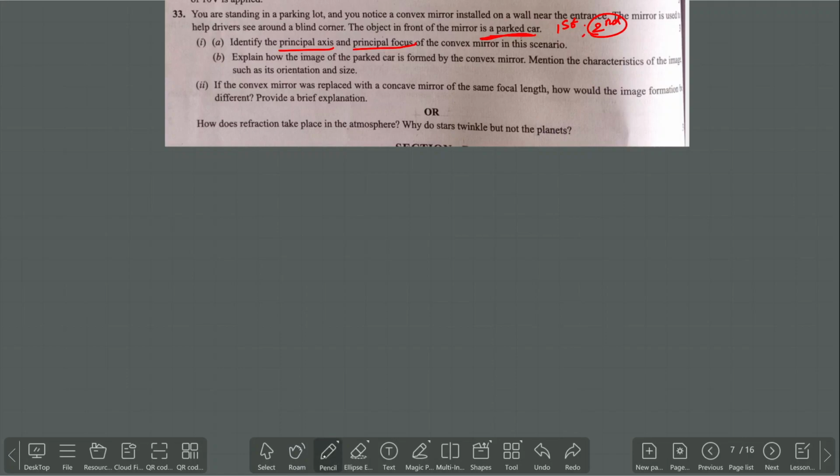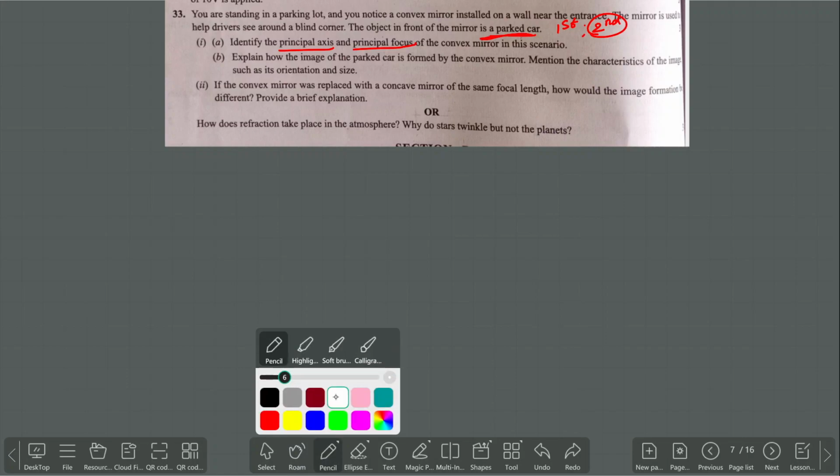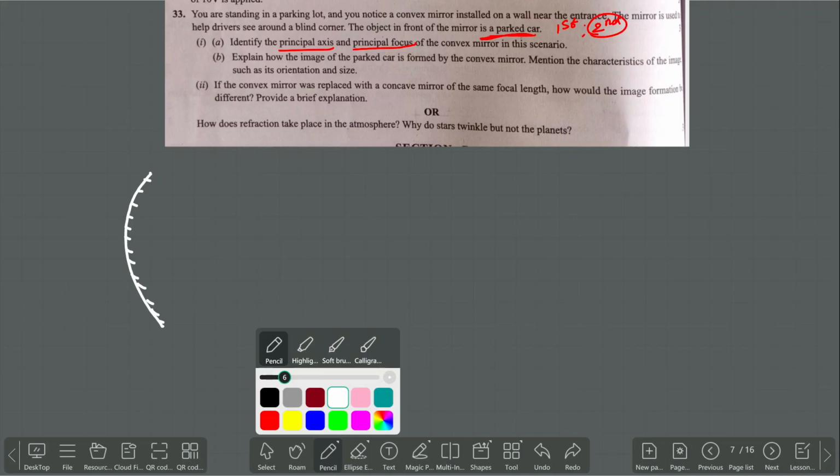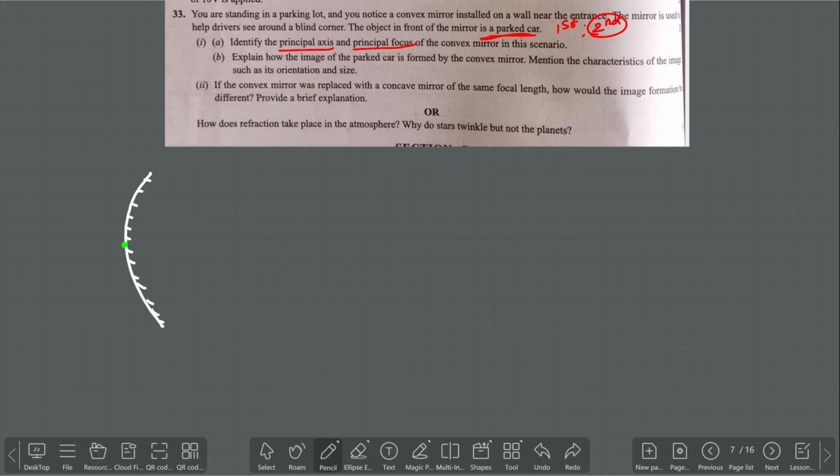So what mirror is it? The mirror is called convex. So what is meant by a convex mirror? When the reflecting surface is curved outwards. Clear. And this point we will call the pole, focus, center of curvature. So now in the question they are asking about the principal axis.